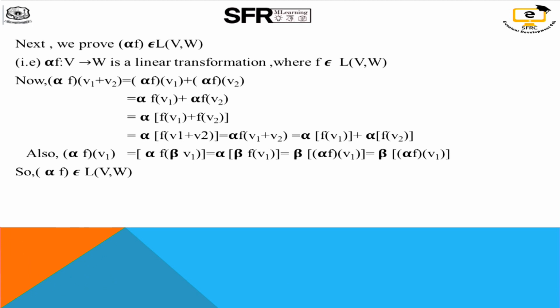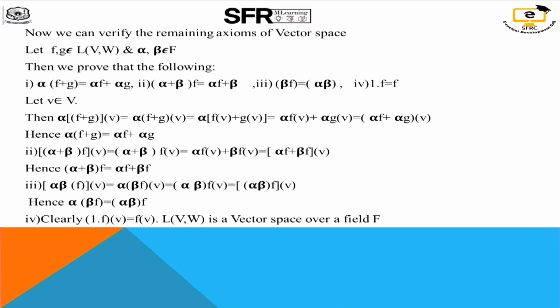Similarly, the scalar multiplication can be written as alpha f of beta v1 equals alpha into f of beta v1, which can be written as, taking beta outside, beta times alpha f of v1. So, alpha f belongs to L(V, W). Now, we can verify the remaining 4 axioms of the vector space.